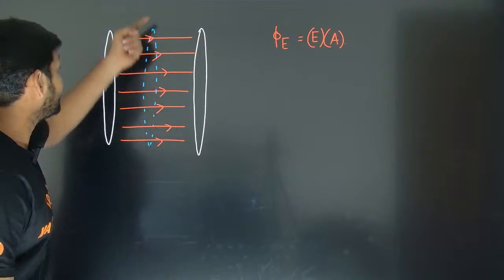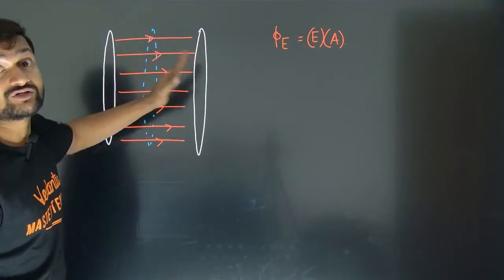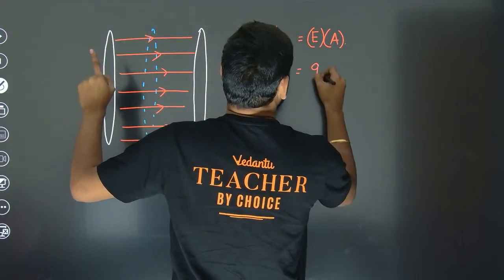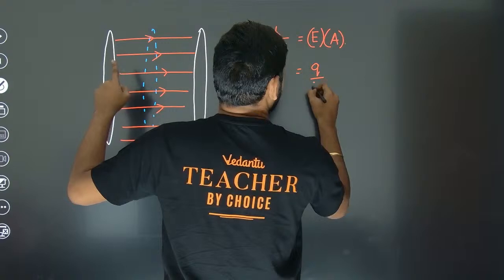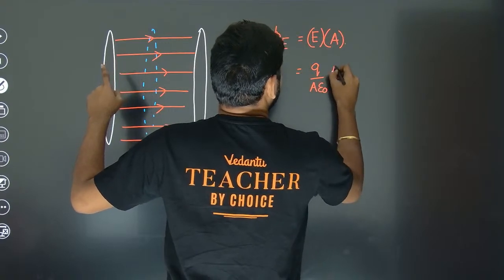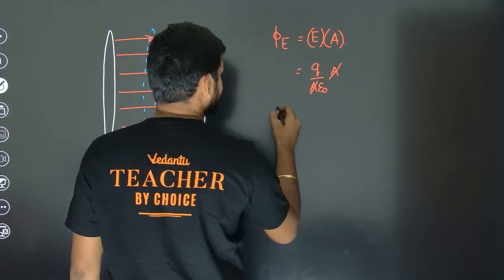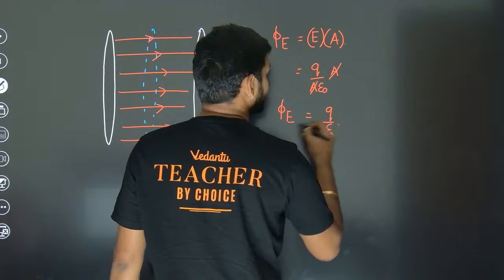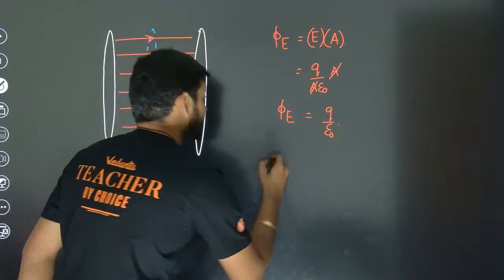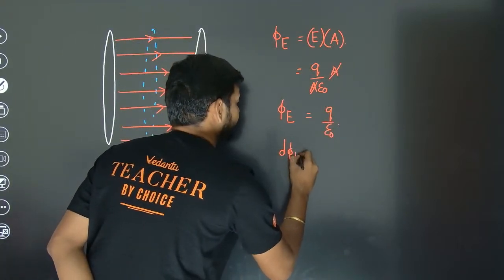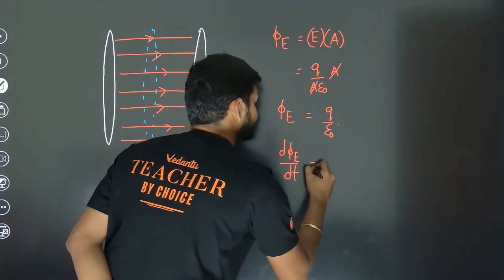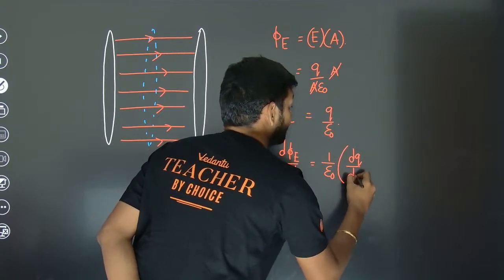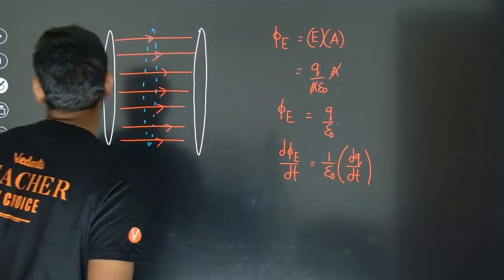and that area is the same as the area of the plates. I said the Amperian loop I have taken is the same size as those plates, which is Q by A epsilon naught into A. So A and A get cancelled out. So phi E is going to be Q by epsilon naught. Now I have to talk about d phi by dt. Here 1 by epsilon naught is constant.